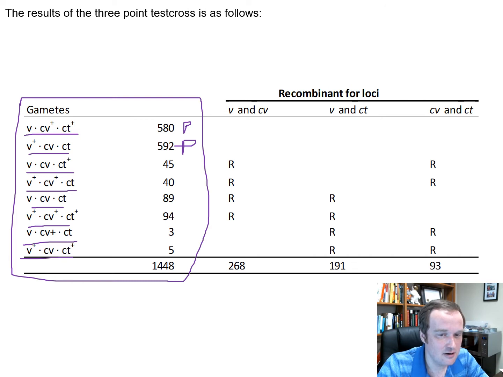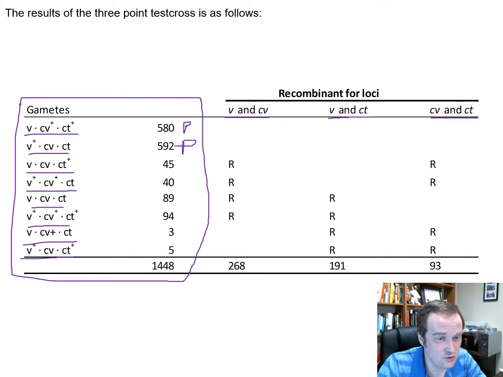Now from there, we have to identify which individuals are the recombinants. So looking at this first individual here, we see V plus, or V, CV, and CT plus. Now, our recombination can either happen between V and CV, V and CT, or CV and CT. So we put those across the top, and that information will be given to you as well.